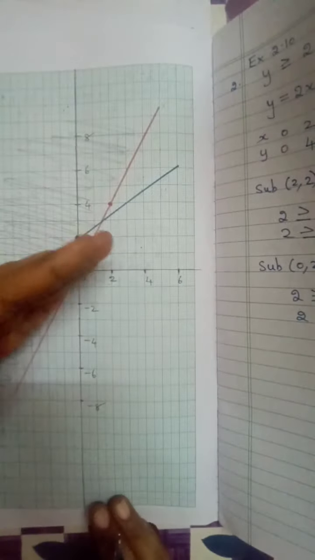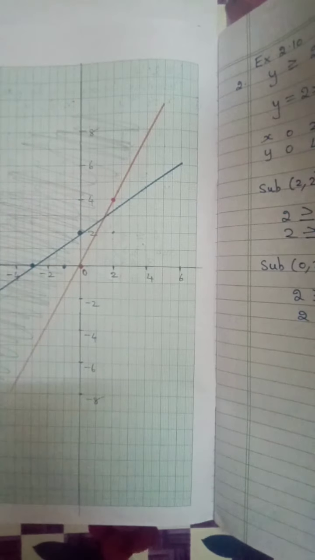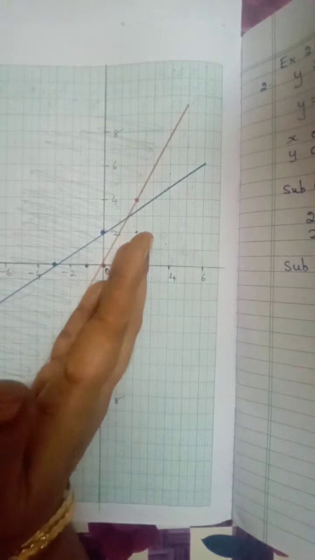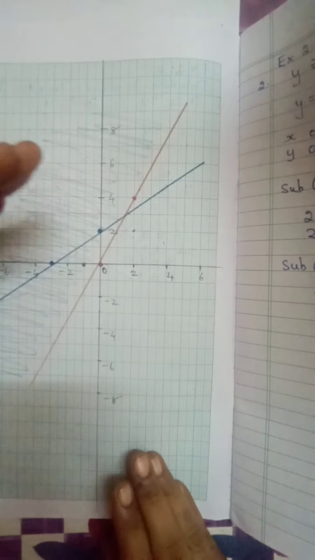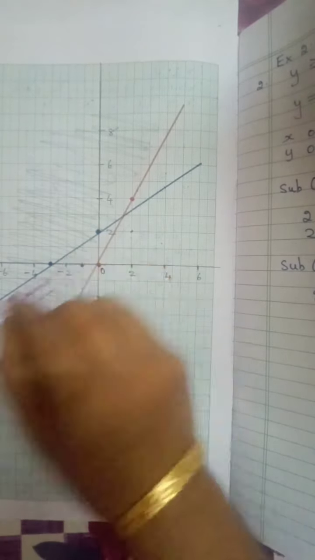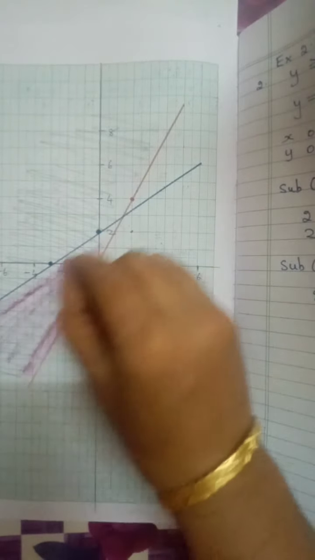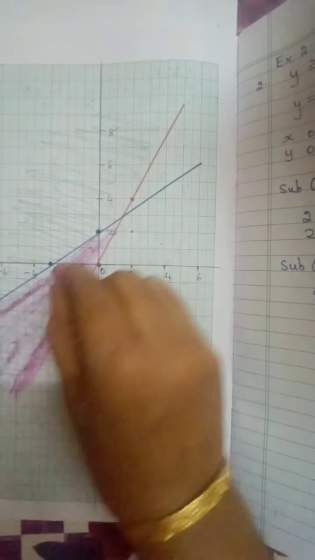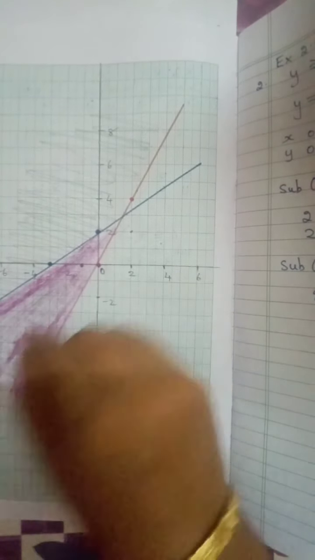So that means we have to shade this portion, because minus 1, 0 lies on this side. At the same time, it should be above the red line and below the blue line. That means I have to shade this region which is below the blue line and above the red line. So this shaded portion is our answer, which is lying above the red line and below the blue line.